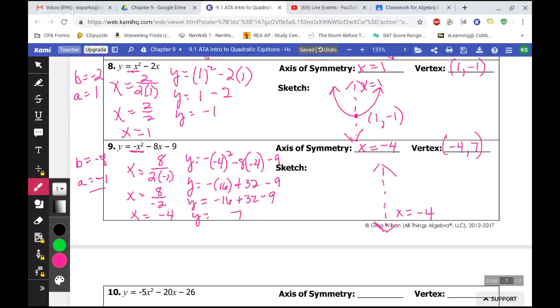And which direction will my parabola go in? Will it be a frowny face parabola or will it be a happy face parabola? Frowny face, because if you look at that A or the coefficient on that A, it's negative. And this really should split the parabola. I'm just not a very good drawer. And that vertex is negative 4, 7.